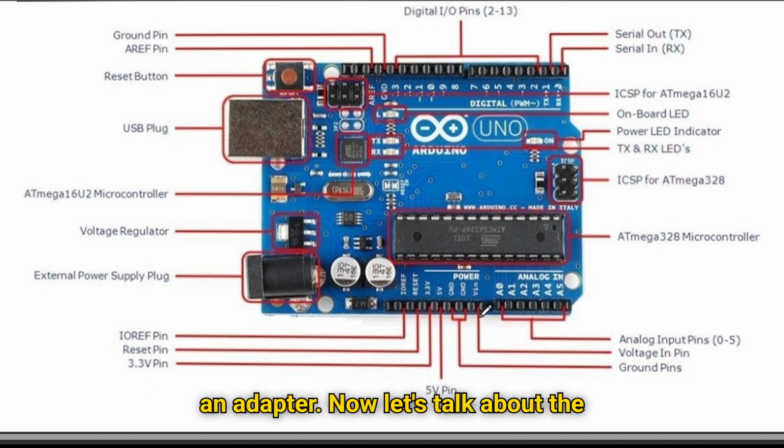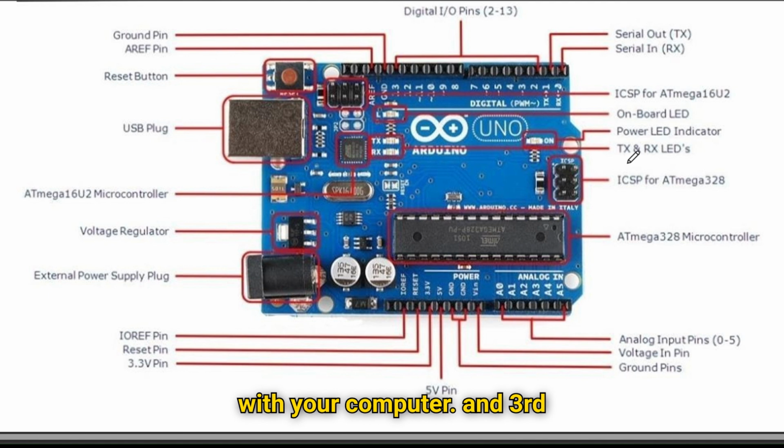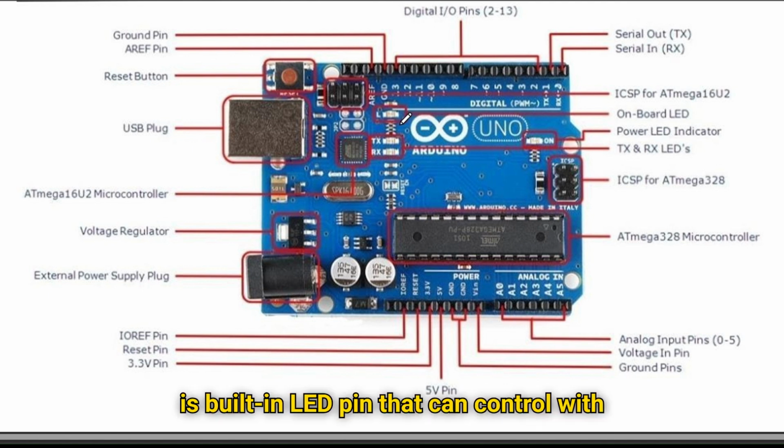Now let's talk about the indicator LEDs. First, we will see the power LED. This is always on when your board is powered. Second is the TX and RX LEDs. These blink when Arduino is communicating with your computer. And third is the built-in pin number 13 LED. Here is the built-in LED pin that can be controlled with code.